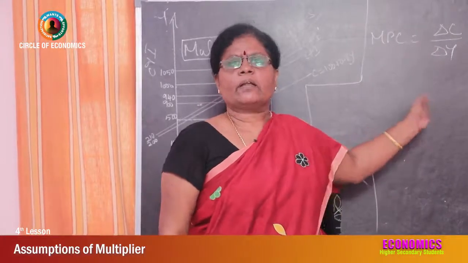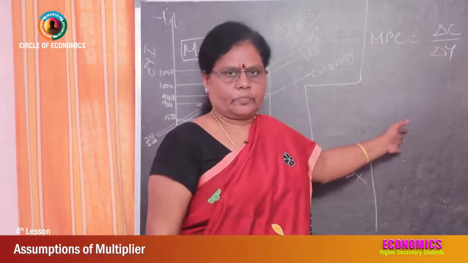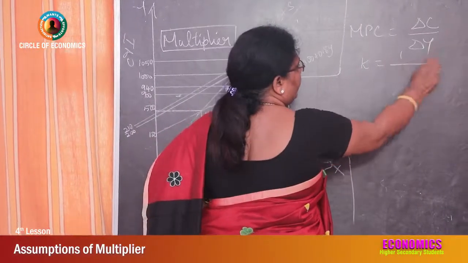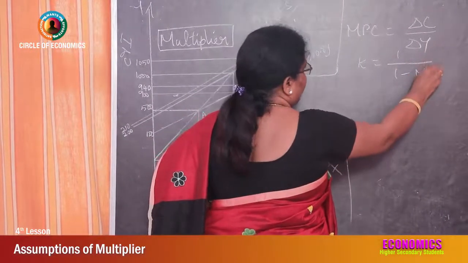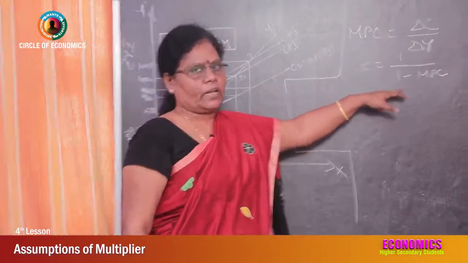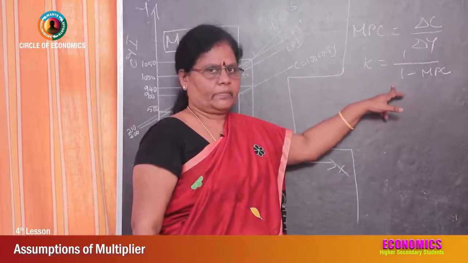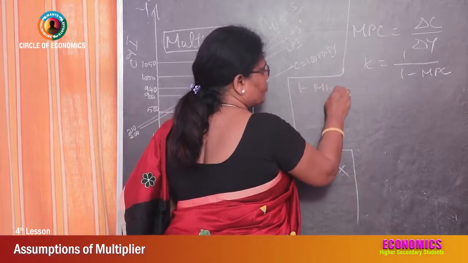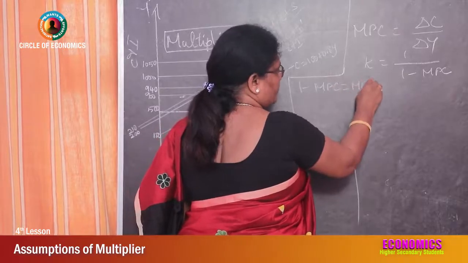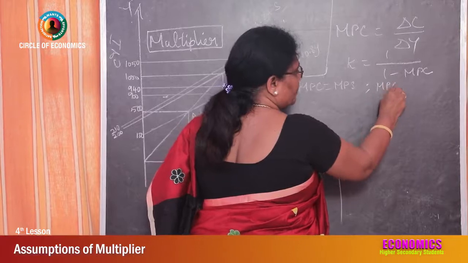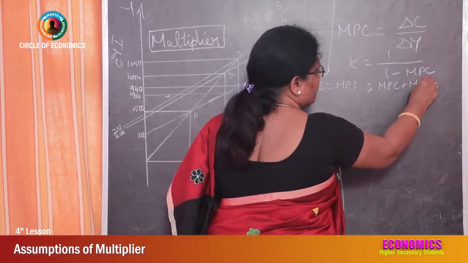Multiplier depends upon marginal propensity to consume. That is, K is equal to 1 by 1 minus MPC. So what is multiplier? Multiplier is the reciprocal of 1 minus MPC. This 1 minus MPC is equal to MPS, because MPC plus MPS is equal to 1.